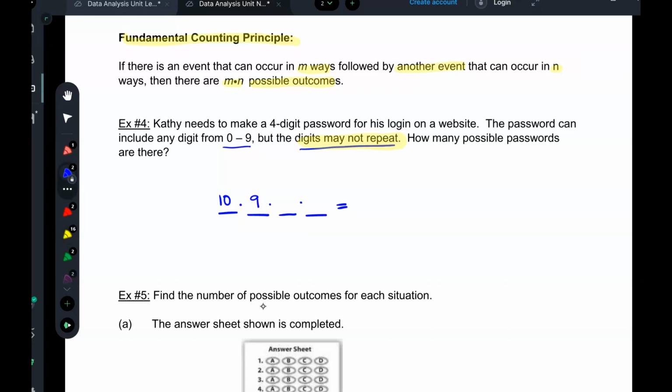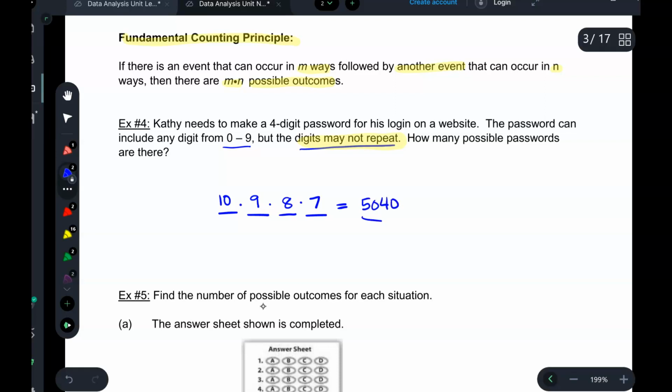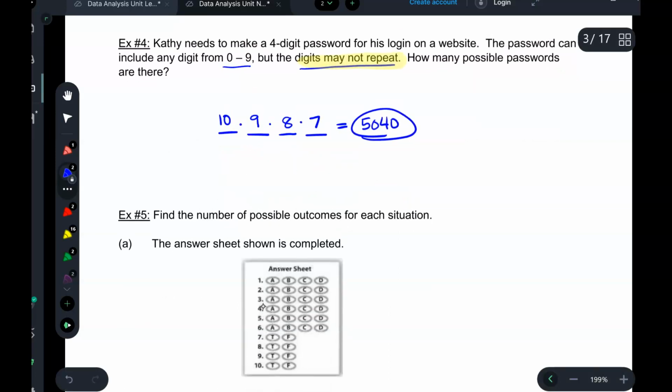Now that I've chosen 2 of them, I can't repeat those first 2. So that means I have 8 digits left to choose from. And followed by the 4th digit, I only have 7 digits to choose from. So we're going to multiply that all together. So we get 5,040 possible passwords.